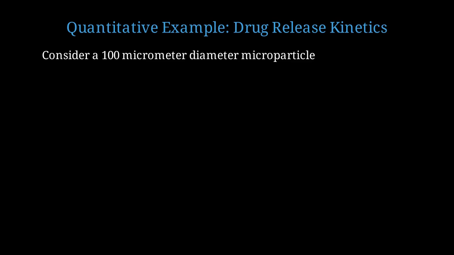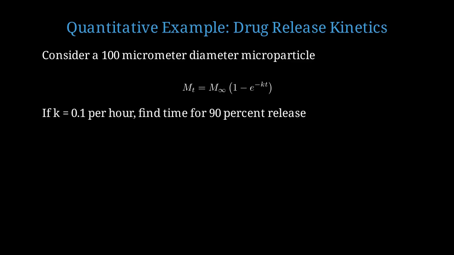Let's work through a quantitative example to understand drug release kinetics from hydrogel microparticles. Let's consider a spherical hydrogel microparticle with a diameter of 100 micrometers loaded with a drug at an initial concentration of 50 milligrams per milliliter. Drug release often follows first-order kinetics described by this equation. Mt is the cumulative amount released at time t, M infinity is the total amount, and k is the rate constant. If the rate constant k is 0.1 per hour, what time is required for 90% drug release?